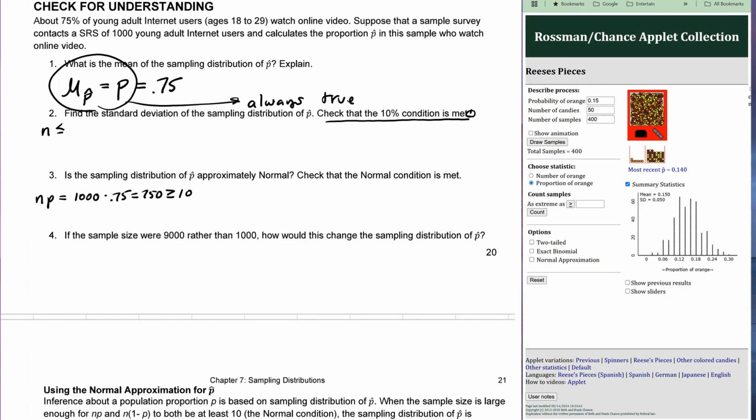Is n less than or equal to 1/10 big N? Do we think that 1,000 is less than 1/10 the population size of young adult users? Is it reasonable to think that there's at least 10,000 young adult internet users, let's say in America? And the answer is that's certainly true. Because that's true, then we're allowed to use the formula square root of p times 1 minus p over n, or in this case, the square root of 0.75 times 0.25 over 1,000.